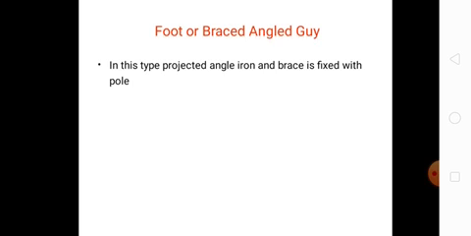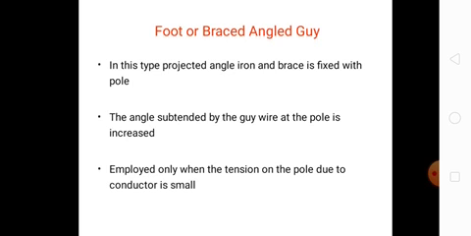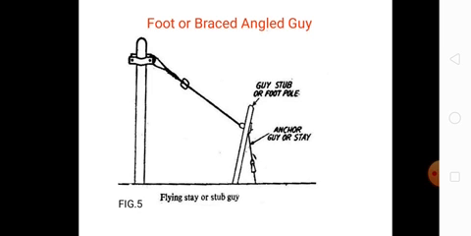Foot or braced angle guy. In this type, projected angle iron braces are fixed with the pole. The angle subtended by the guy wire at the pole is increased. Employed only when the tension on the pole due to conductor is small. Foot or braced angle guy.